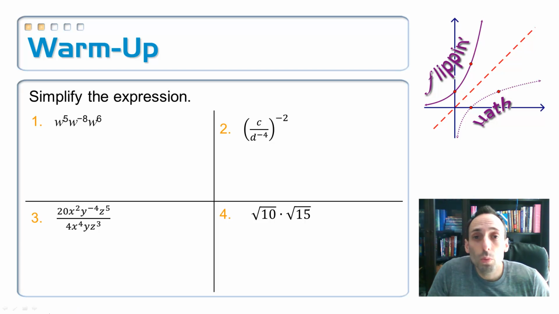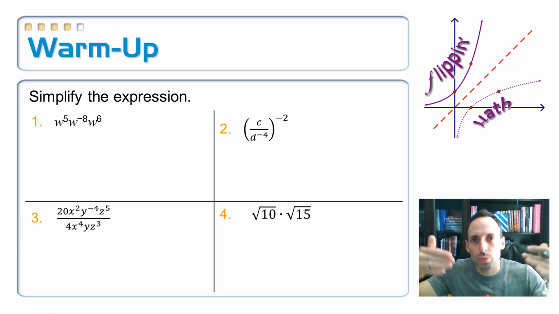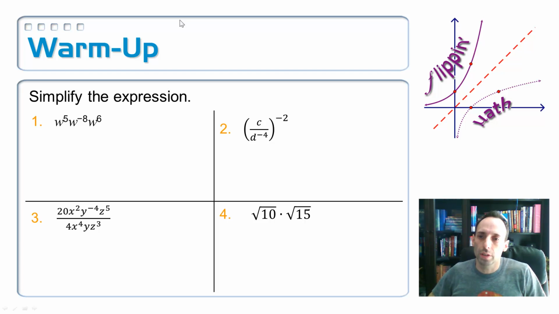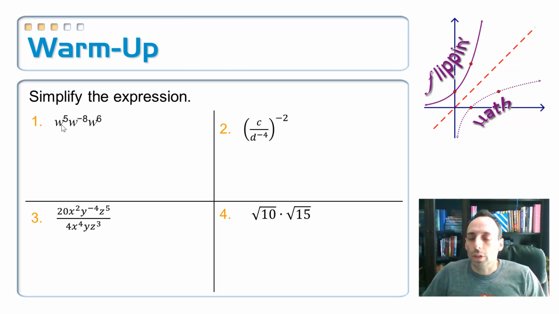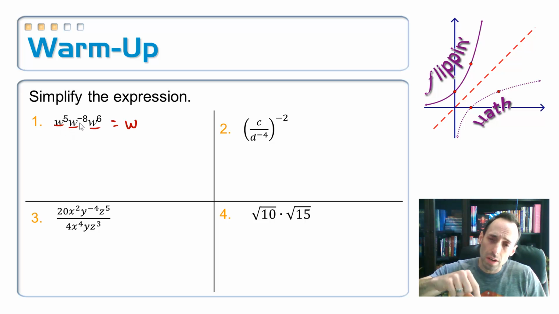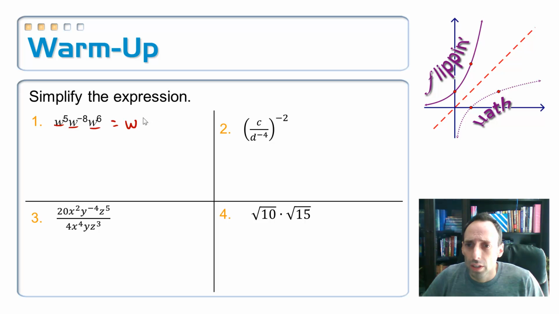So let's just do a couple of warm-up exercises here. Get us right in the mood of working with exponents again and some square roots. So look, on number one, all of these have the same base, w, and I'm multiplying, so I add up the exponents. So this will be w, and 5 minus 8, negative 3, plus the 6 is third power.